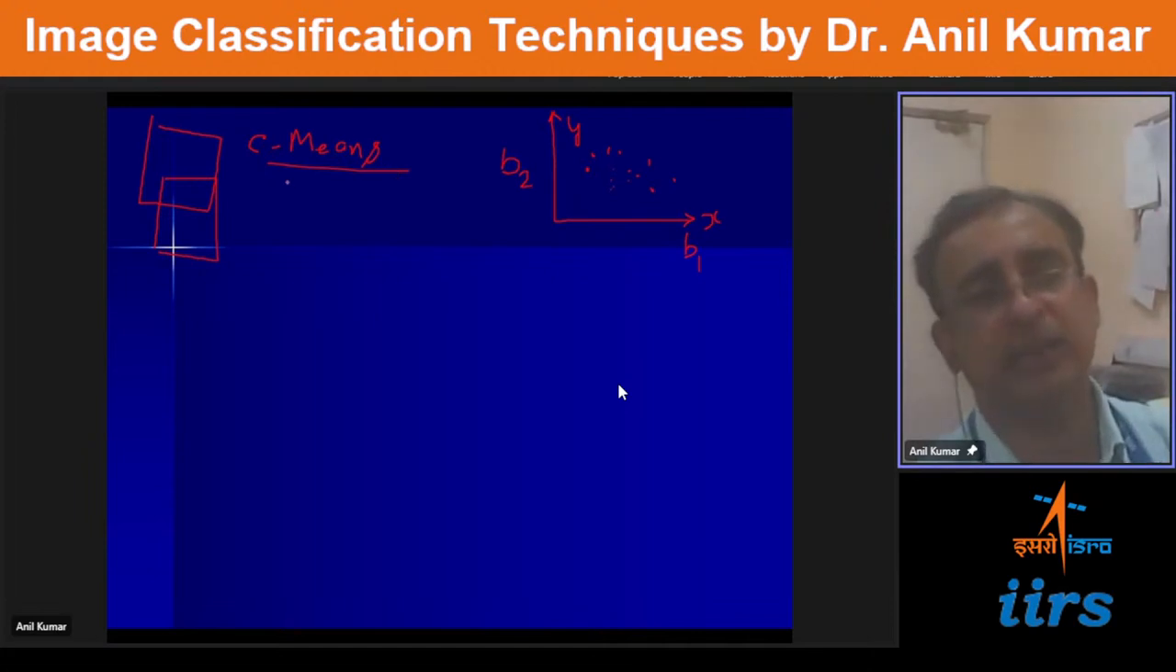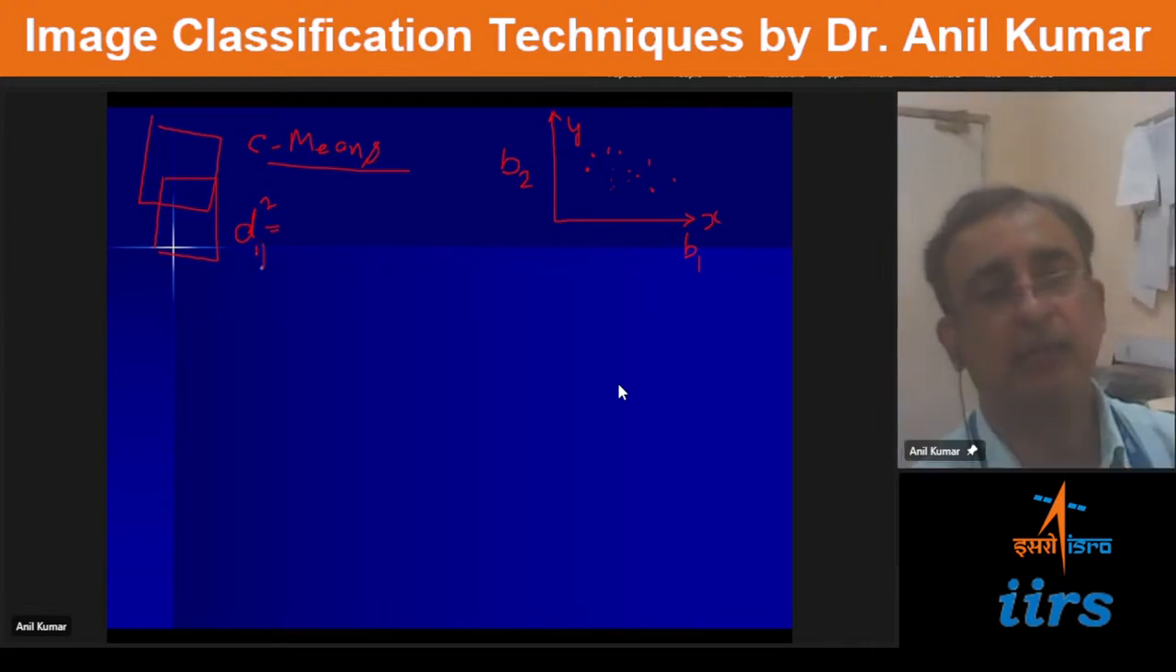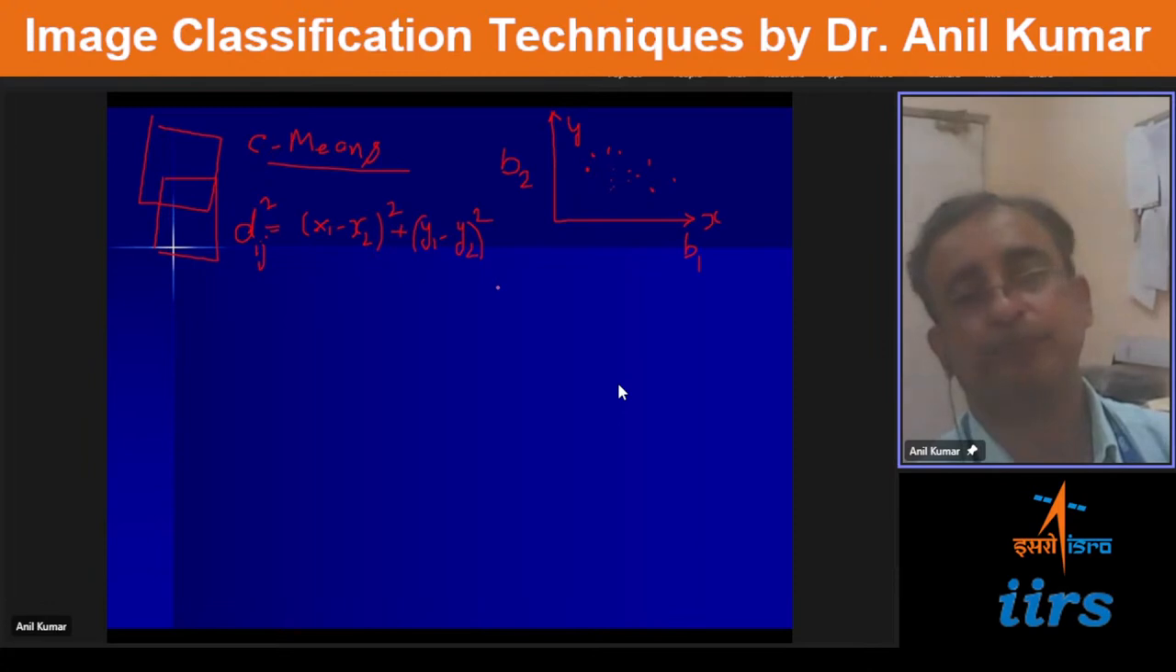And in C means it is using the distance equation. So I can write the Euclidean distance, d square ij = (x1 minus x2) square plus (y1 minus y2) square.